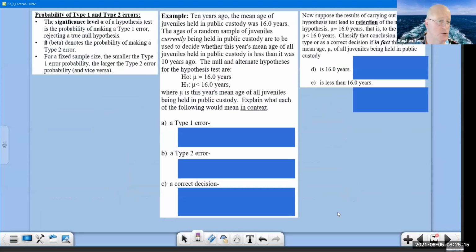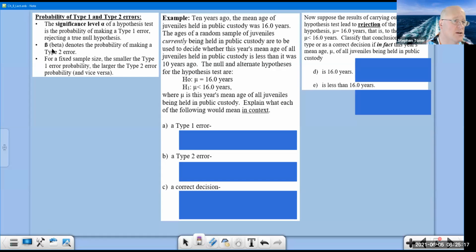Now, the type 2 error, we actually denote with beta, and the mathematics of beta is not even done on our graphing calculators, and it's not part of our intro class. So it's good news. That's actually known as the power of a test, and we're not going to deal with that. But if you move on to a future math class involving statistics, you probably will. But I do want you to know that for a fixed sample size, the smaller the type 1 probability, the larger the type 2 error probability, and vice versa.